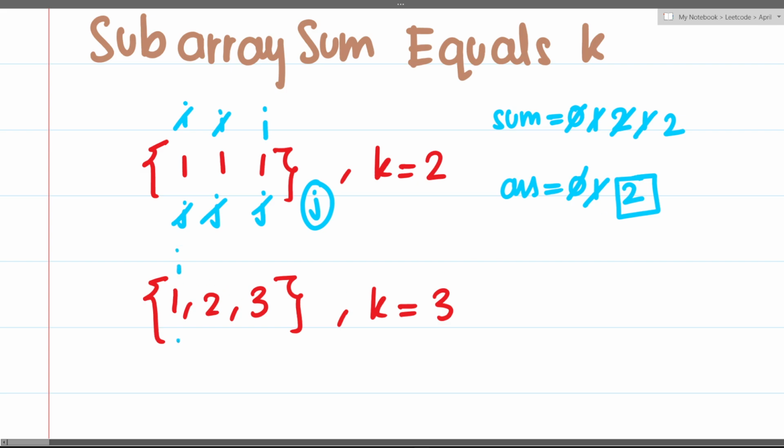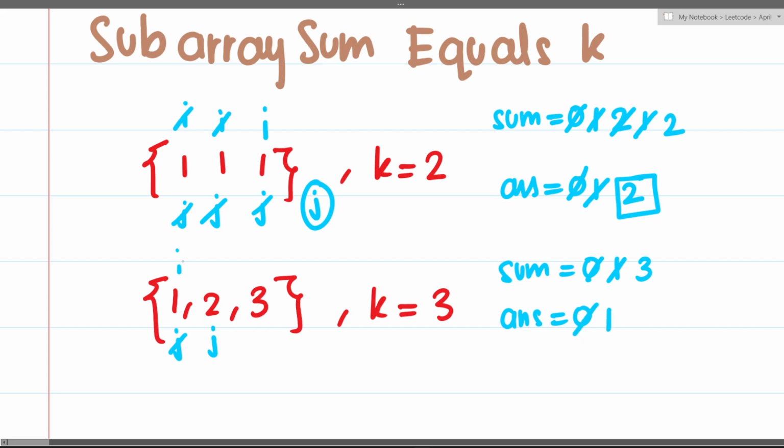Similarly over here as well, right? I will take a sum variable which is initialized to 0, I will take an answer variable which is initialized to 0, I will add this one to the sum, again not equal to 3. Okay, no worries, I will take this 2, I will add this to the sum. Okay, what does this become? This becomes 3, which is equal to k, so I'll increment my answer.